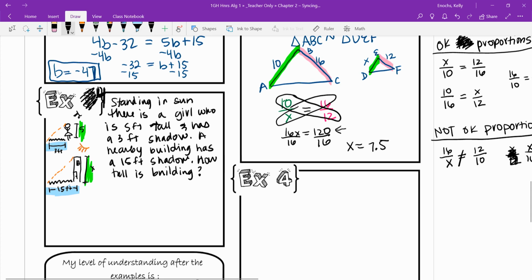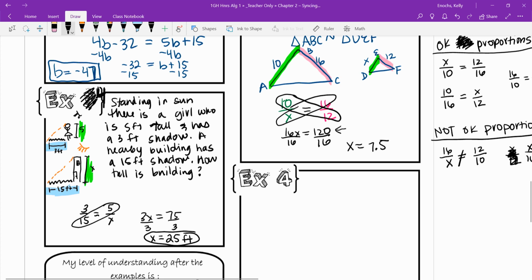So when I write my proportion, just like I did in the similar triangles, I could do 3 over 15 equals 5 over x. I could flip those, or I could write 3 and 5 in the same triangle, in the same fraction because they're the same triangle. So if I cross multiply here, I get 3x equals 75, I think. Yes, 75. And then divide by 3, and I get 25 feet tall is the building. Okay. So there's your next similar triangles example.